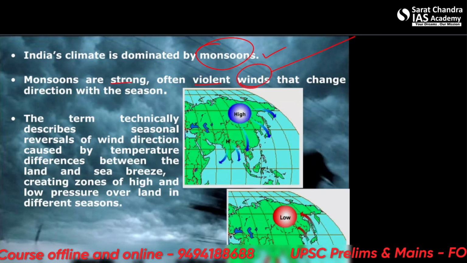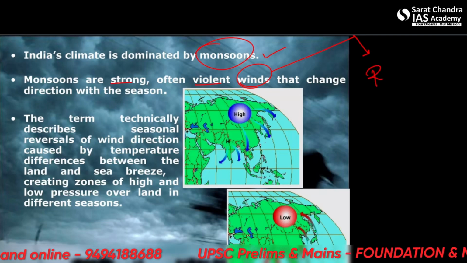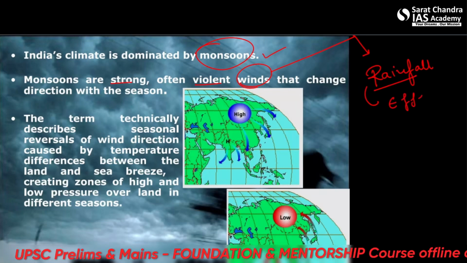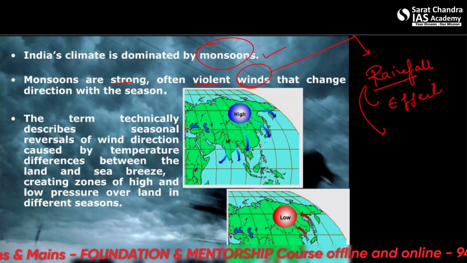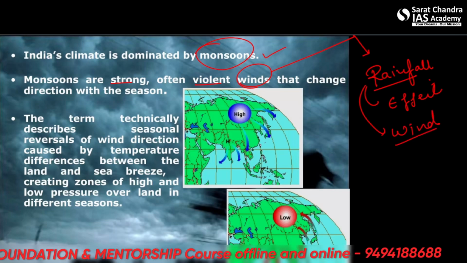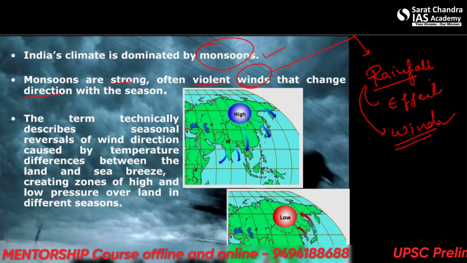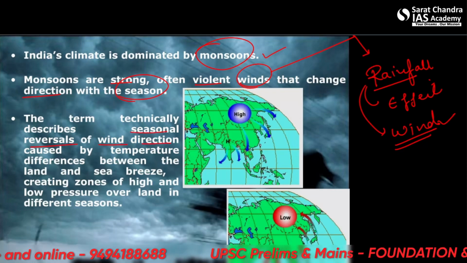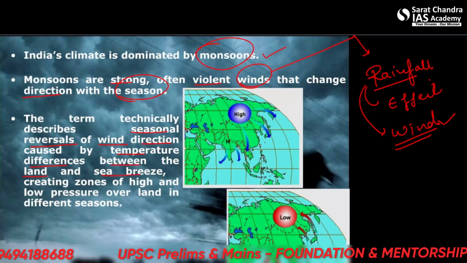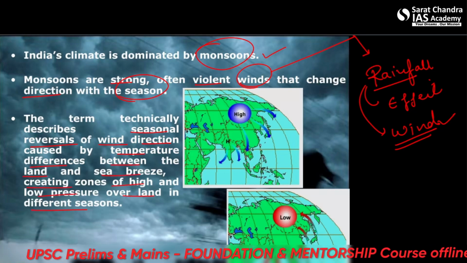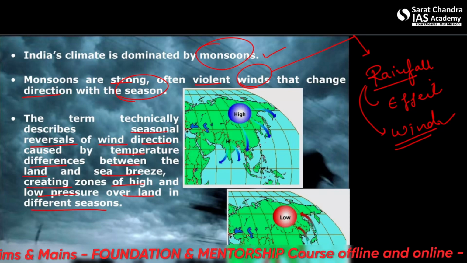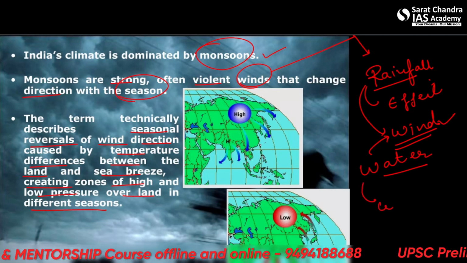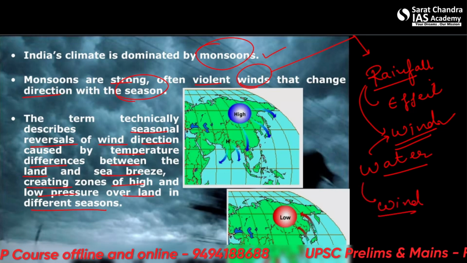So please remember that monsoon is not rainfall. Rainfall is the effect of monsoon, but monsoon itself is a wind phenomena that changes directions with the seasons. The term technically describes seasonal reversal of wind directions caused by the temperature differences between the land and the sea breeze, creating zones of high and low pressure over land in different seasons. So while the water is carried with the winds, the monsoon primarily is a wind phenomena or wind direction reversal phenomena.